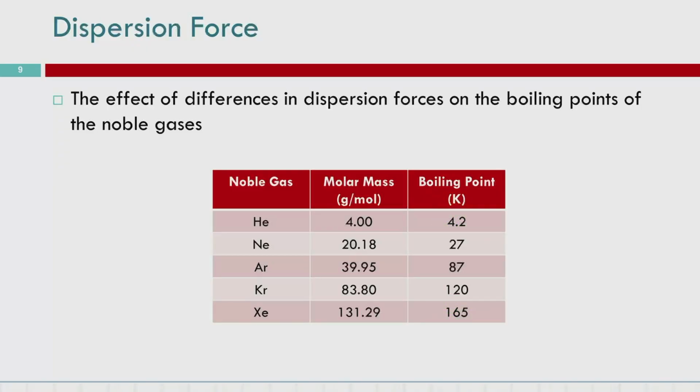Helium has a boiling point of 4 Kelvin, which is very cold. And xenon has a boiling point of 165 Kelvin, which is still very cold, but it's a lot warmer. 165 Kelvin is like minus 110 Celsius. Boiling point is related to intermolecular force strength.